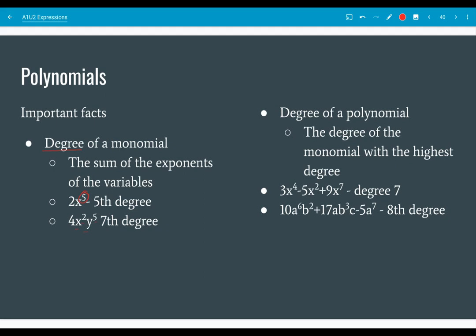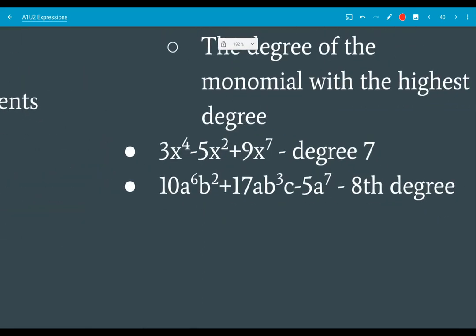Now polynomials can also have degrees. The degree of a polynomial is determined by the term, the monomial, with the highest degree. So if you look at our example here, 3x to the fourth minus 5x squared plus 9x to the 7th, we look at our terms and we see which one has the highest value. Well, this first one is 4. This next one is 2, so that's lower. So 4 is our winner right now. And then our last one is 7, and that's the highest. So this is a degree 7 polynomial.